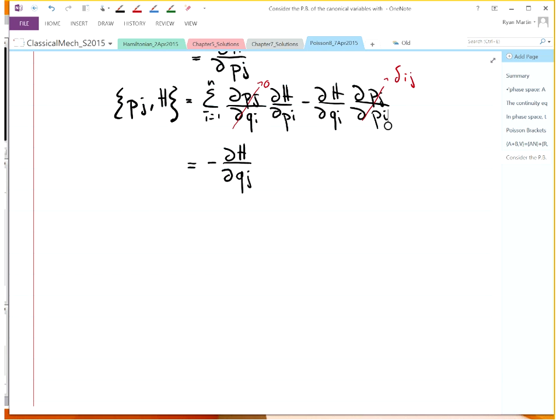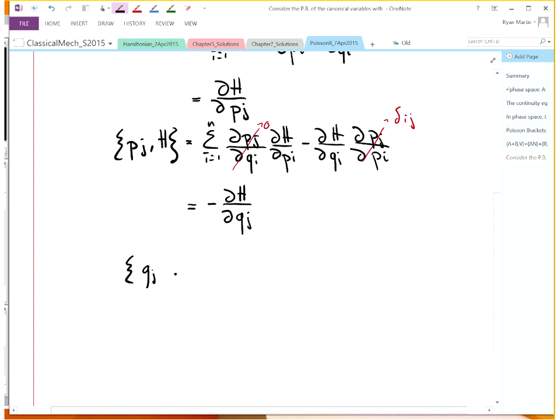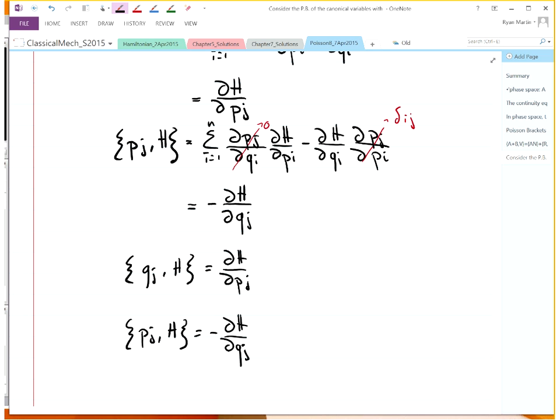But ∂H by ∂p, so, okay, let me rewrite the two equations here. So we have, on the one hand, we found that {qj, H} was equal to ∂H by ∂pj, and when we did {pj, H}, we found minus ∂H by ∂qj. This should look a little bit familiar, right?